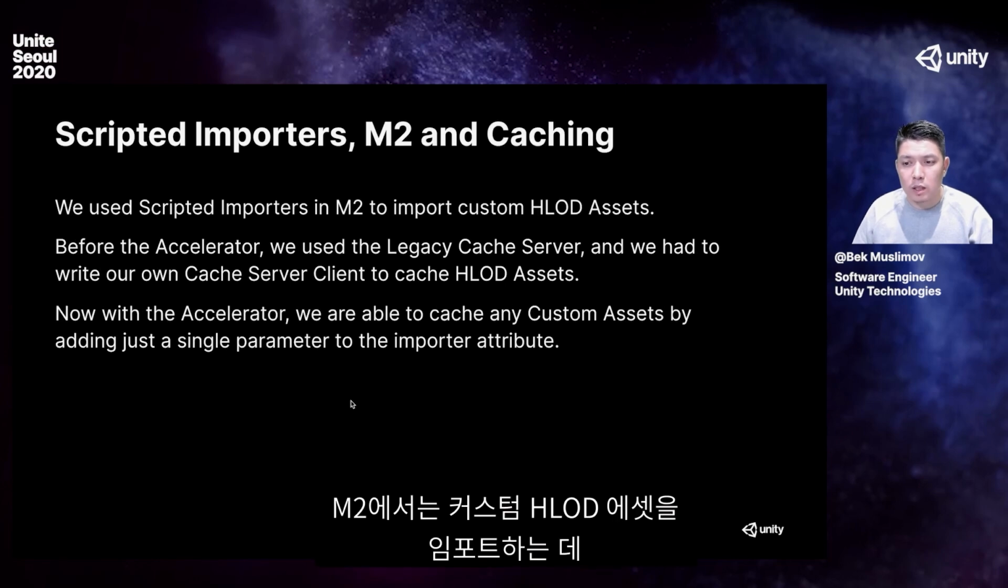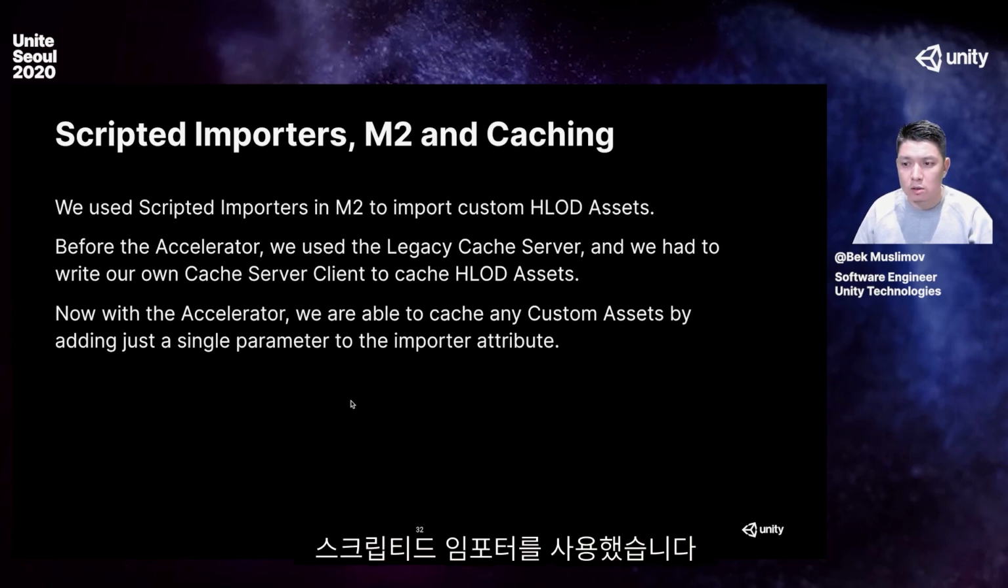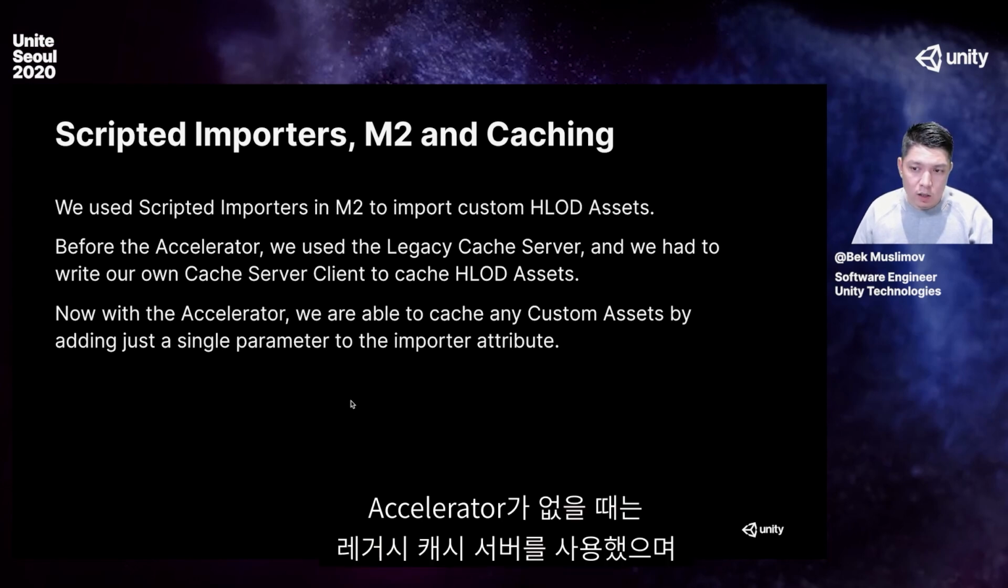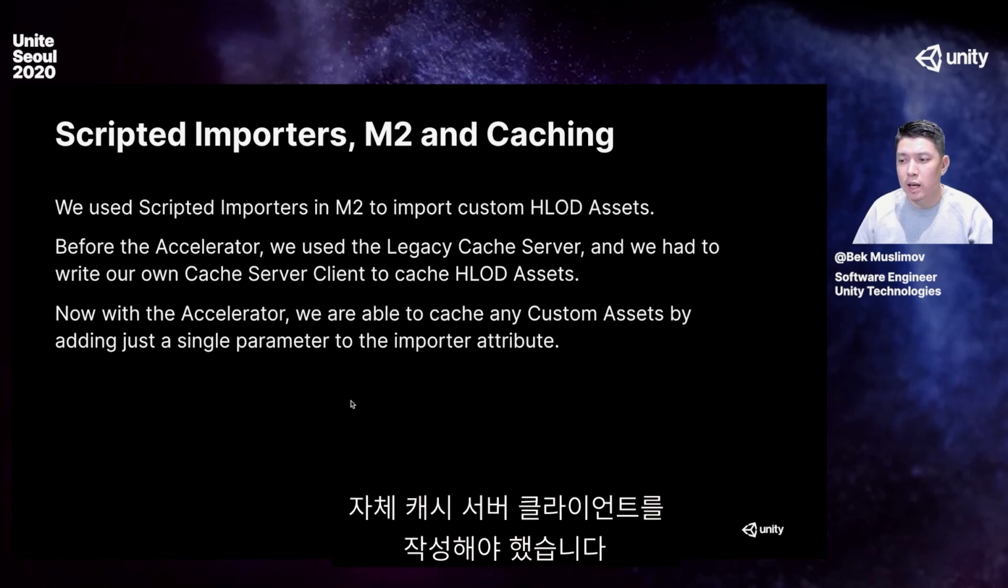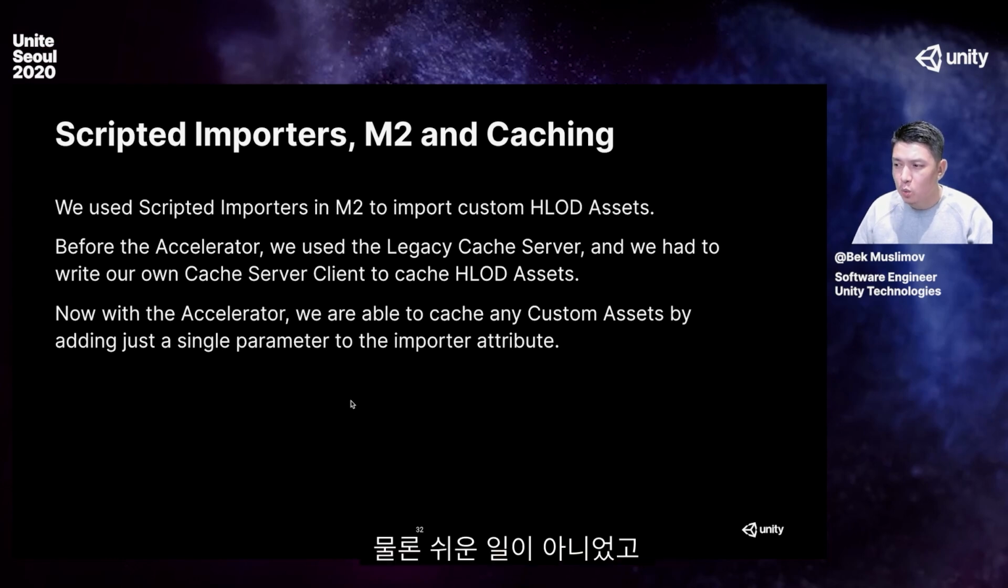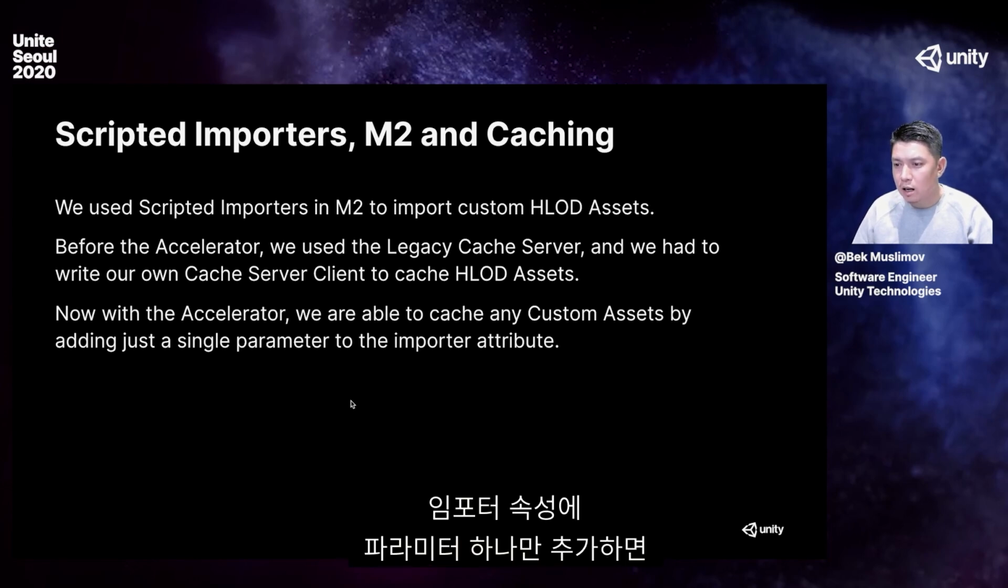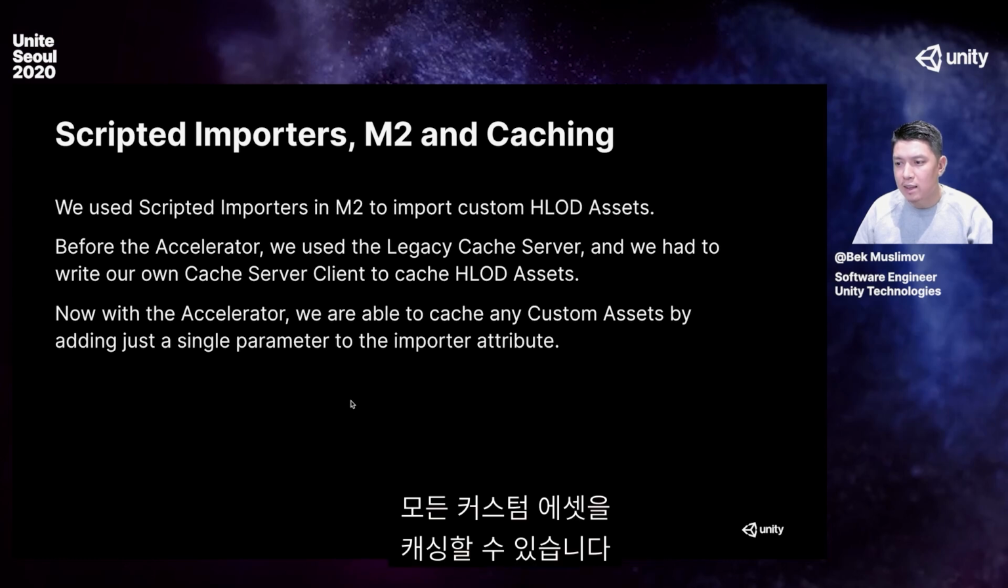We used scripted importers in M2 to import custom HLOD assets. Before the Accelerator, we used the legacy cache server, and we had to write our own cache server client to cache HLOD assets, which was not an easy job to do, and it was error prone. Now, with the Accelerator, we are able to cache any custom assets by adding just a single parameter to the importer attribute.